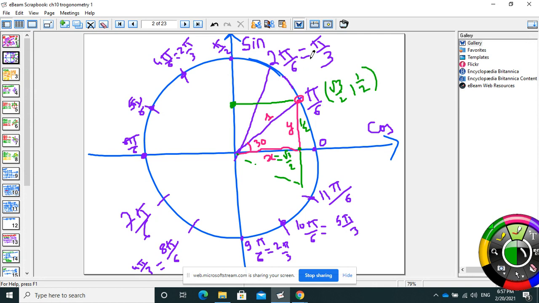At pi over 3, the x is half and the y is radical 3 over 2. They all flip. Also I need to look at this sign. It comes here, this one where the x is, on the half side, but it's negative. So here this one, cosine is minus half.